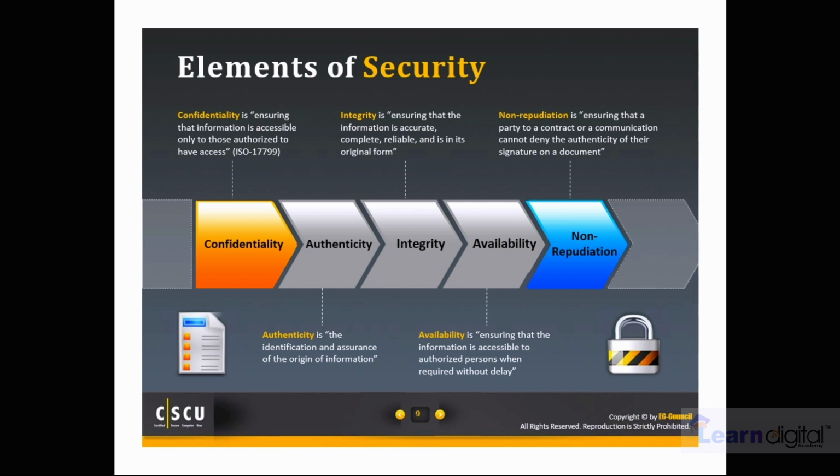Then authenticity, which is the identification and assurance of the origin of information. Third, integrity, which is ensuring that the information is accurate, complete, reliable, and is in its original form. Then availability, which means ensuring that the information is accessible to authorized persons when required without delay. The last, non-repudiation, which is ensuring that a party to a contract or communication cannot deny the authenticity of their signature on a document.